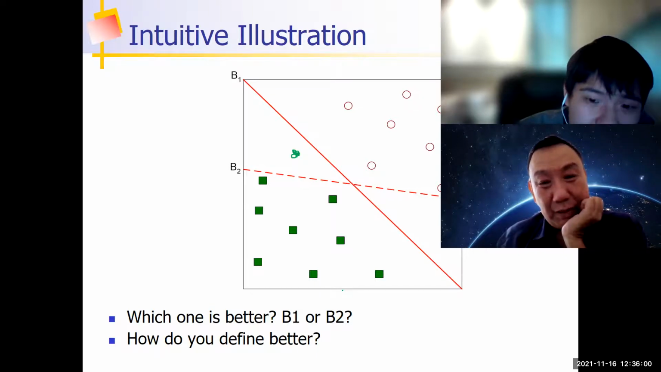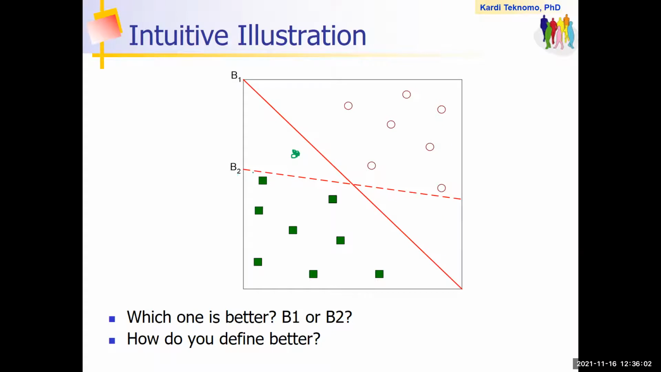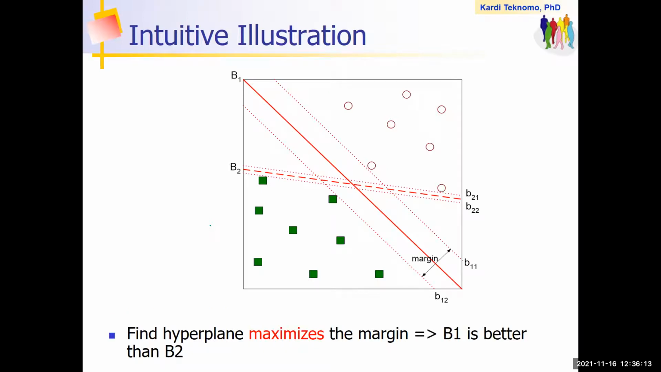Yeah, right? So B2, if you are closer to the data, actually the possibility of misclassification is higher. So actually B1 should be better than B2. Why? That's the question, right? The question is we need to define what is called margin. What is the margin? The distance.